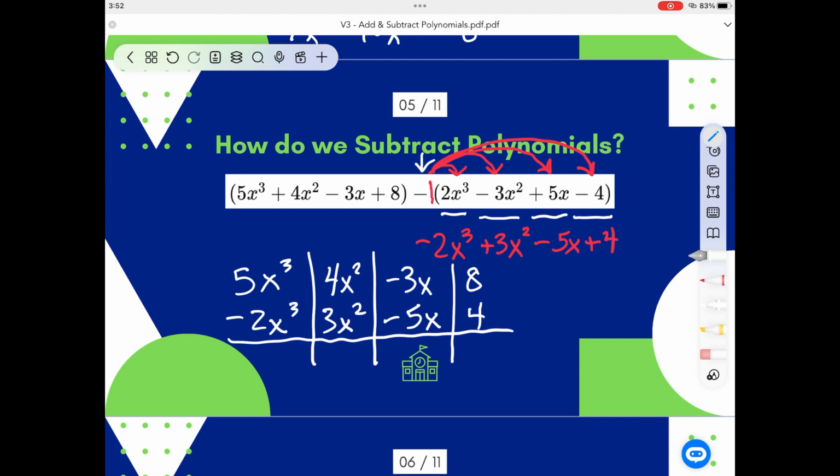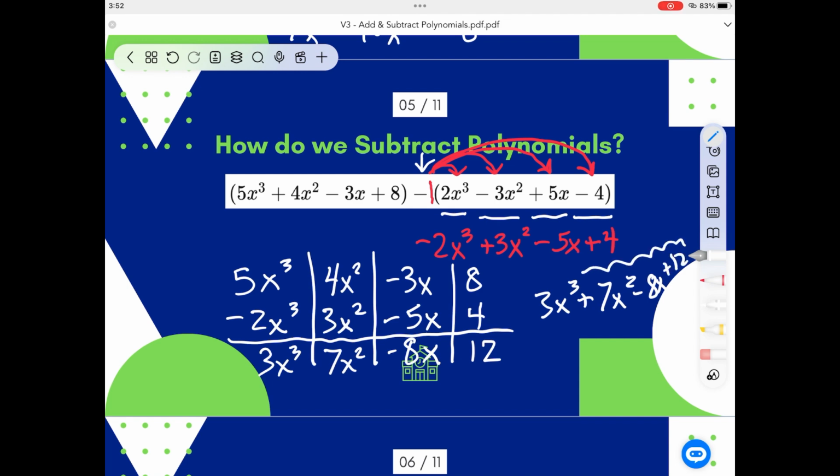Now I'm going to combine these. 5 combined with a negative 2 is like 5 minus 2. That makes 3x cubed. 4x squared and 3x squared makes 7x squared. A minus 3x and a minus 5x makes minus 8x. And 8 and 4 makes 12. So what do we end up with here? We end up with 3x cubed plus 7x squared minus 8x, kind of running out of room, plus 12.